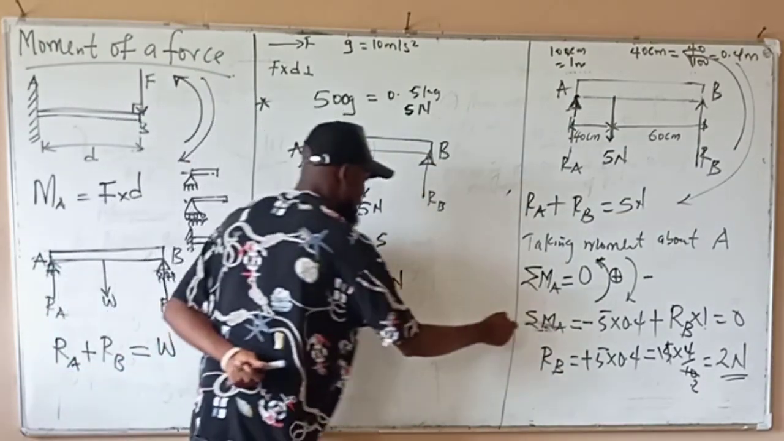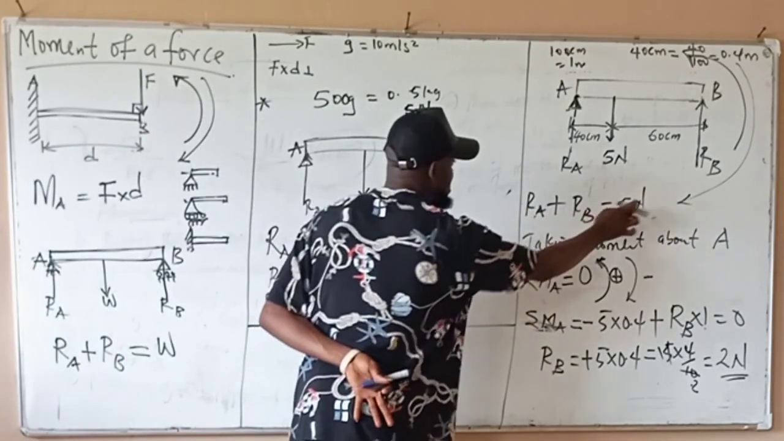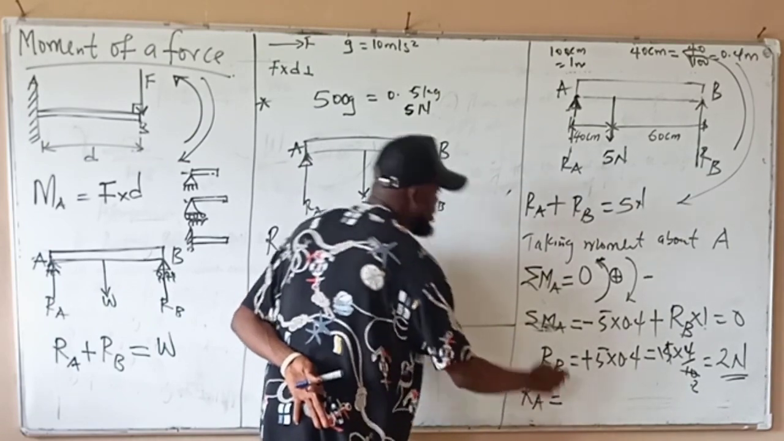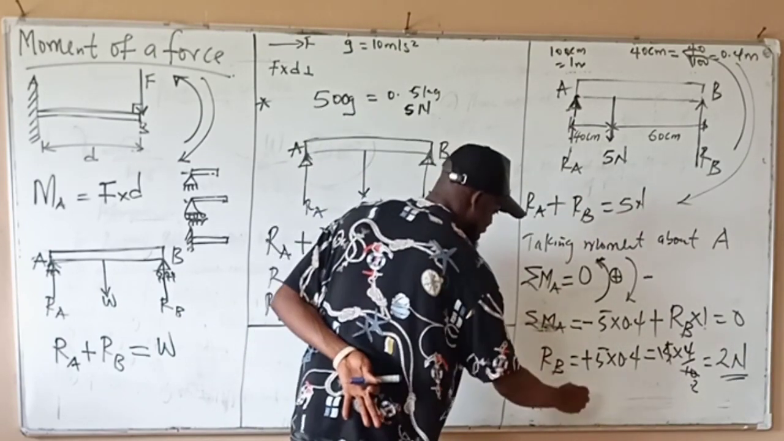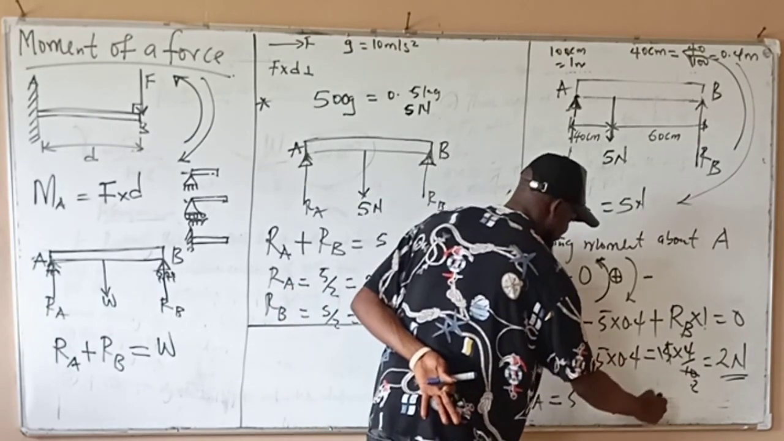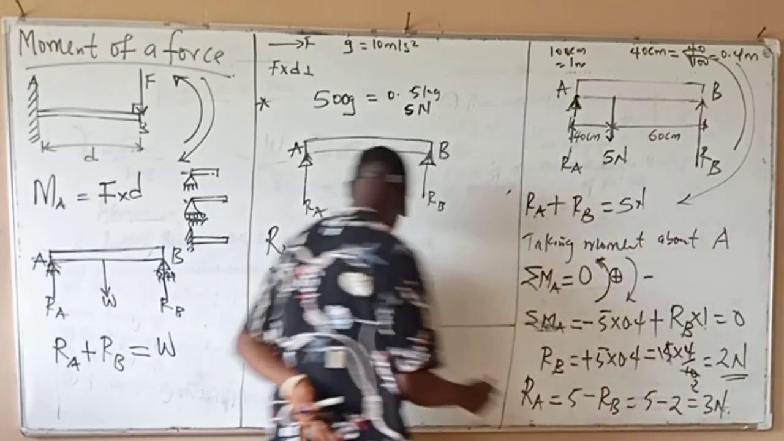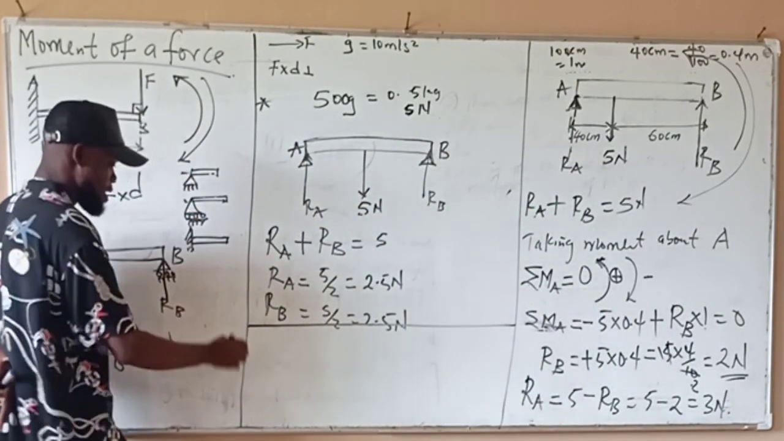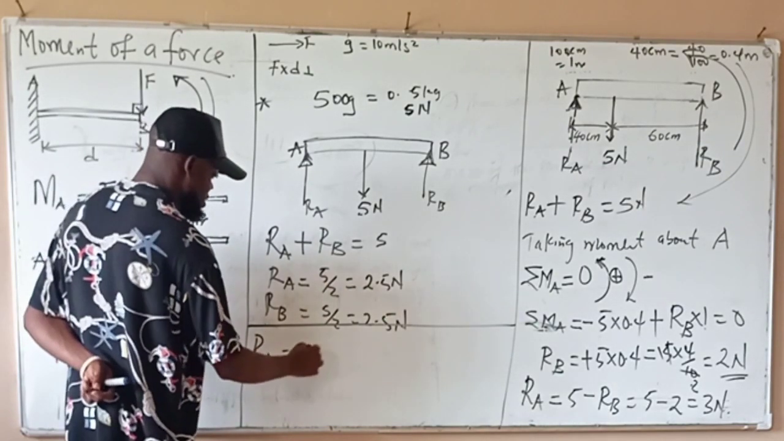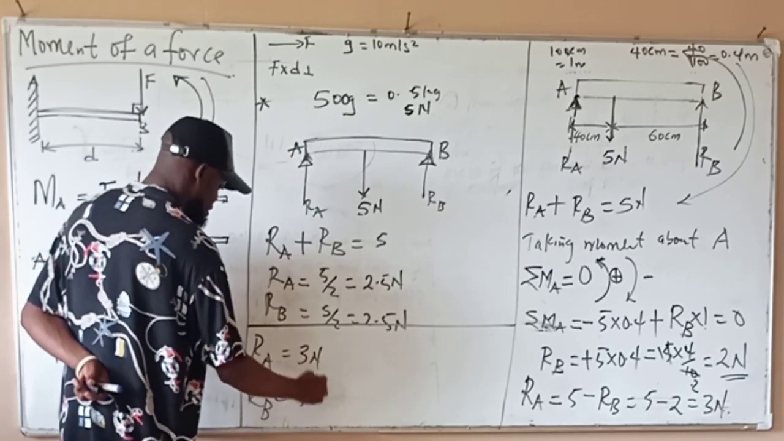Now, what about arrow A? We said arrow B plus arrow A is equal to 5 newtons. So arrow A can also be, move arrow B to the other side, 5 minus arrow B, which is 5 minus 2. That was 3 newtons. So therefore, for this other drawing, our arrow A is equal to 3 newtons. Our arrow B is equal to 5 newtons.